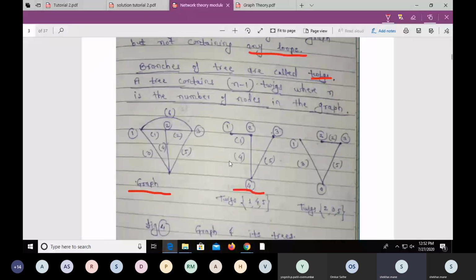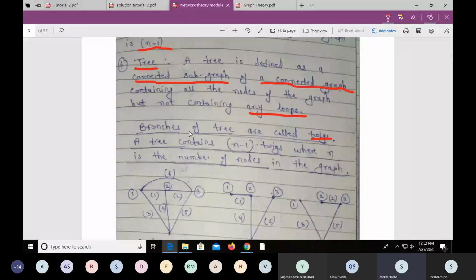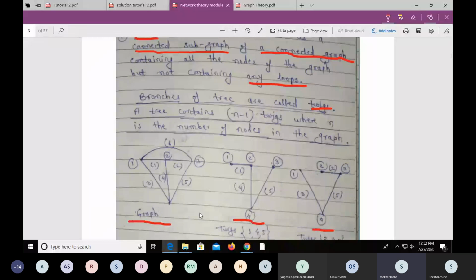Similarly, you can see this: node number 1, 4, 3, 2, all are connected, but there is no loop. There are many trees you can draw from this diagram, which we will see. But remember this, a tree is defined as a connected subgraph of a connected graph. This is a connected graph and this is a connected subgraph containing all nodes.